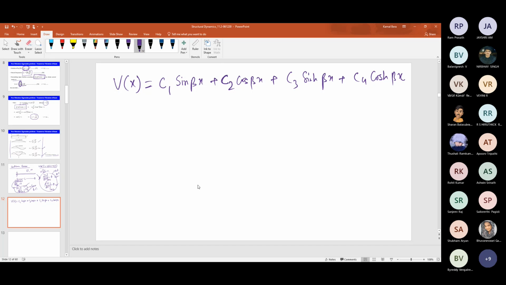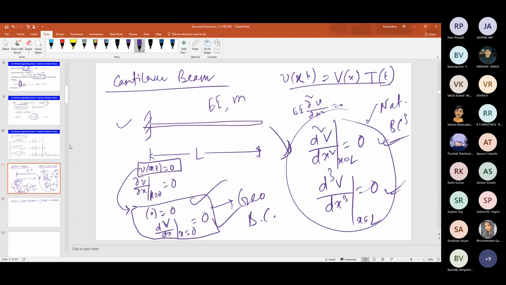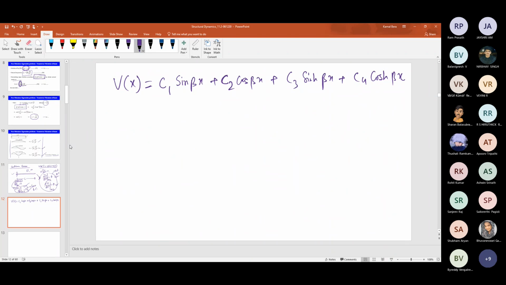Again, I will apply my boundary conditions for this particular problem, that is nothing but my cantilever beam. Four boundary conditions are written here. V at 0 equals 0, then dV by dx at x equals 0 is 0, d2V by dx2 evaluated at x equals l, d3V by dx3 evaluated at x equals l is 0. Apply the four boundary conditions and tell me what four expressions you are getting. Okay.